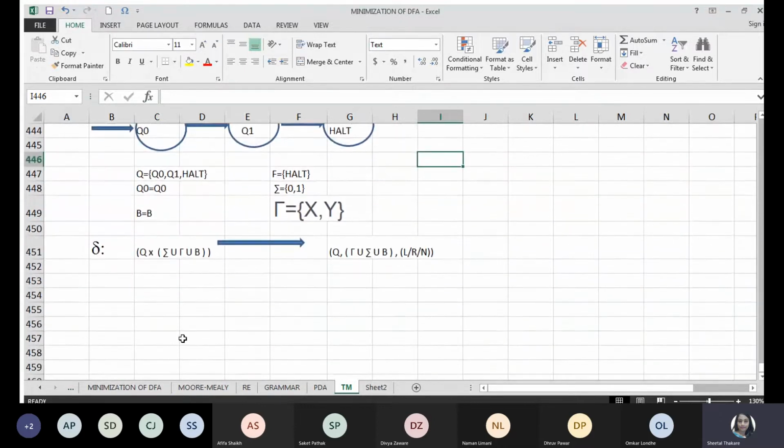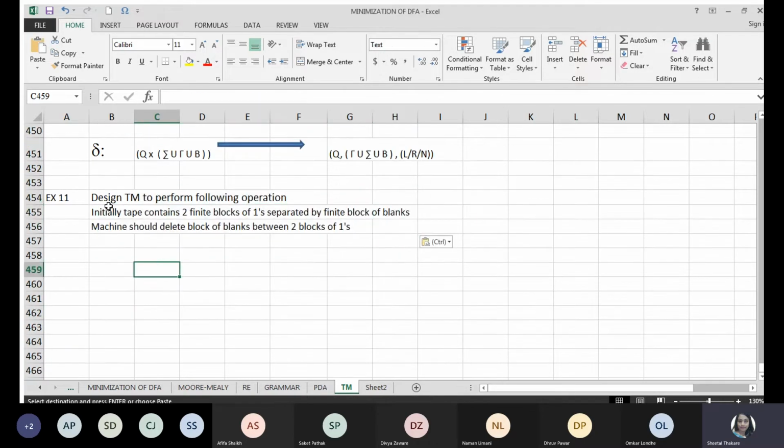So after this, we'll start with our example number 11 for the designing of Turing machine. Let me copy this example. The statement says: design a Turing machine to perform the following operation. Initially, the tape contains 2 finite blocks of ones separated by a finite block of blanks. The machine should delete the block of blanks between the 2 blocks of ones.